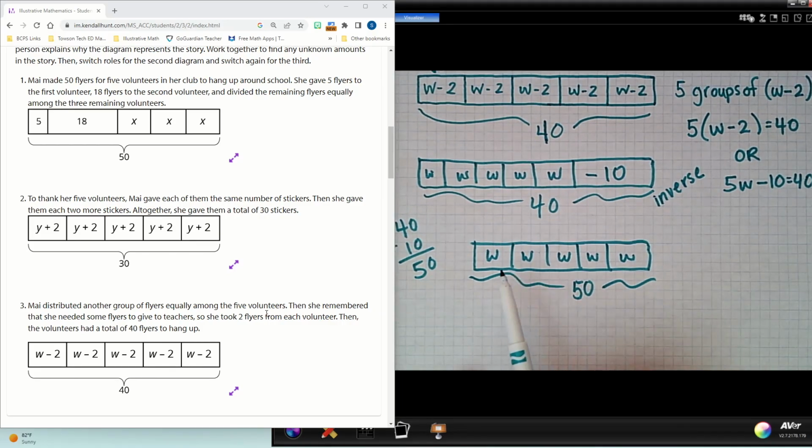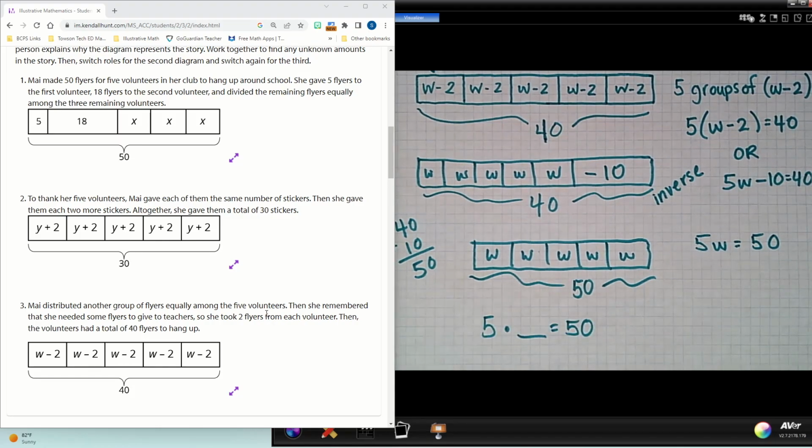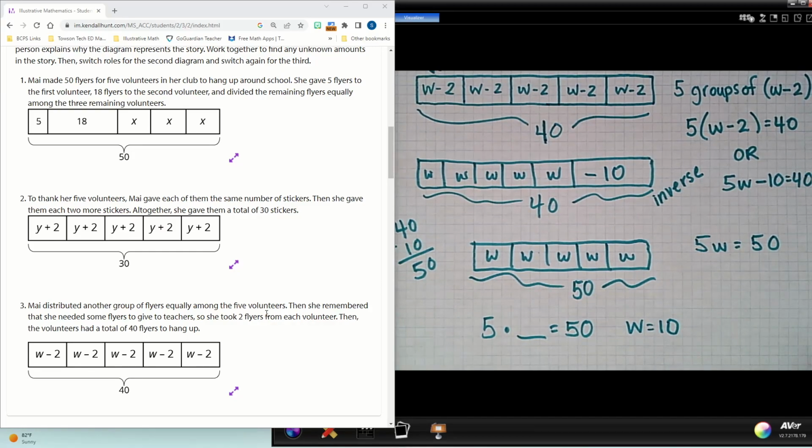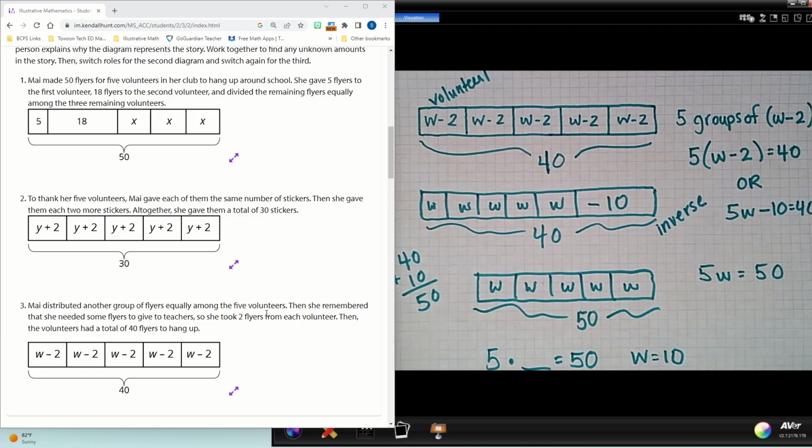They can look and say, okay, I have 5 of something, and that is equal to 50. 5 of something is equal to 50. And then they would say, oh, 10, because 5 times 10 is 50. So then we would know that W equals 10. And we could go right back up to the beginning and just double check our work.